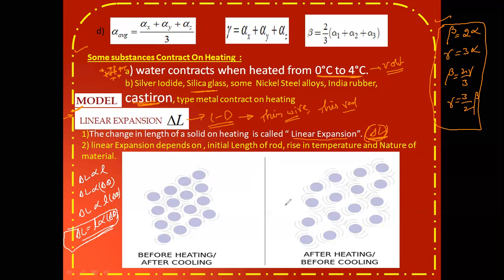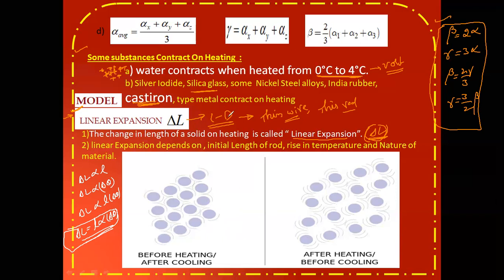Here the diagram has been given. Before heating, the molecules are here. After heating, the molecules are like this. Or else before cooling, this is the way, and after cooling, this is the way. So you can see the molecular separation increases, which leads to the expansion of the material.